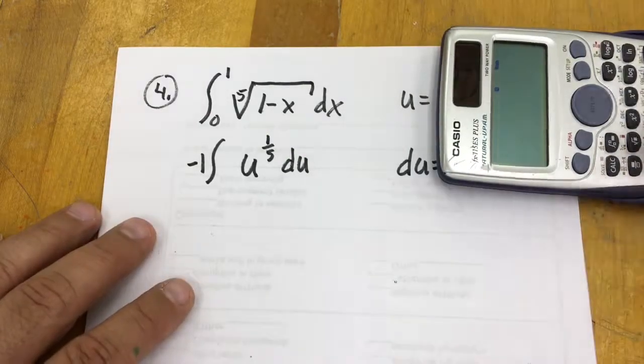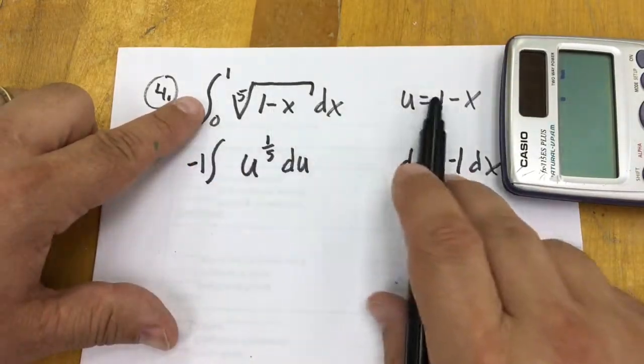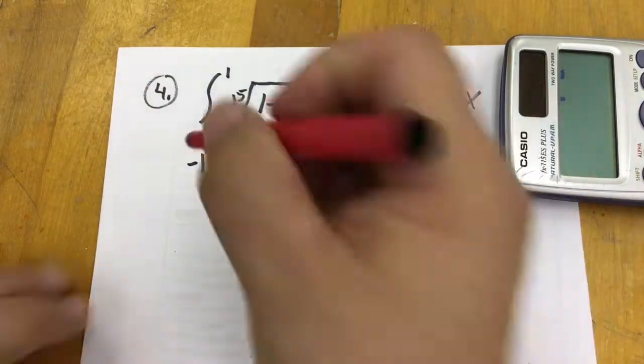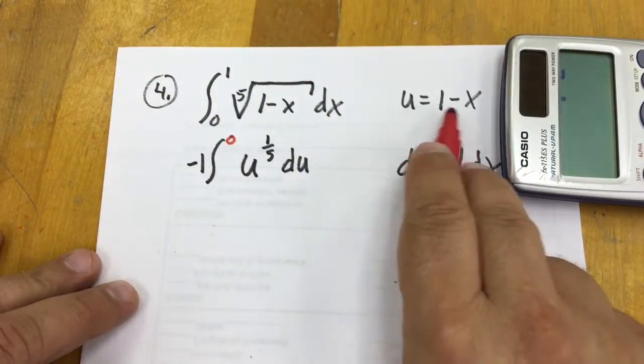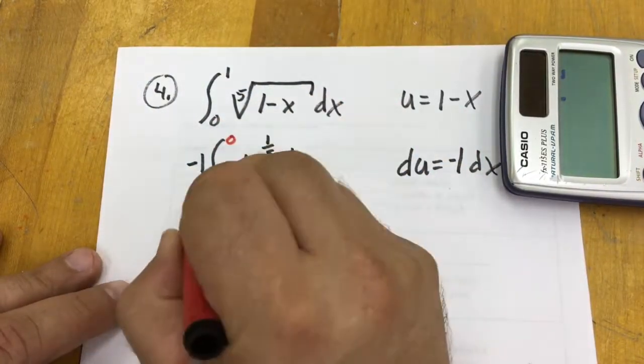Now, I'm going to also reevaluate the interval. So I'm going to throw 1 in. 1 minus 1 is 0 for my new ending interval. And throw a 0 in over there. 1 minus 0 is 1.